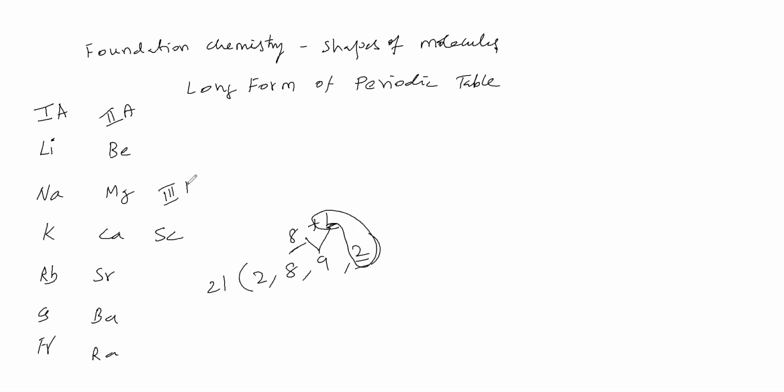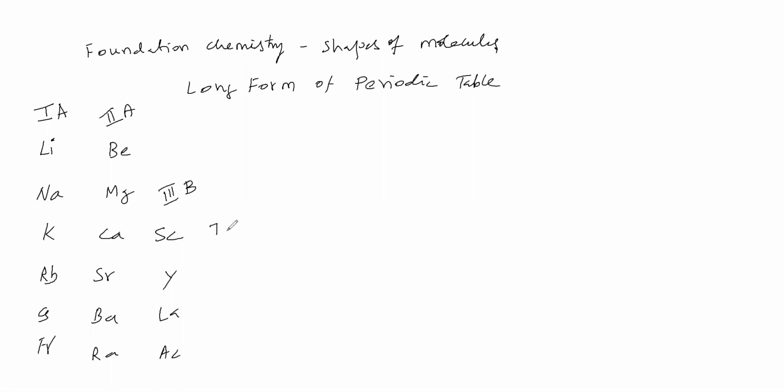In the European system the suffix B is given because these electrons go for chemical reaction, including from the inner shell. This is the scandium family, which includes scandium, yttrium, lanthanum, actinium. Next, titanium 4B, vanadium 5B, chromium 6B, manganese 7B.